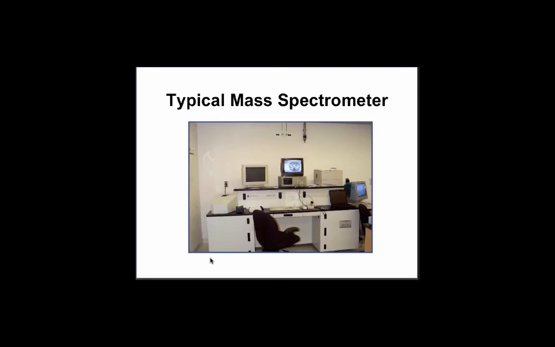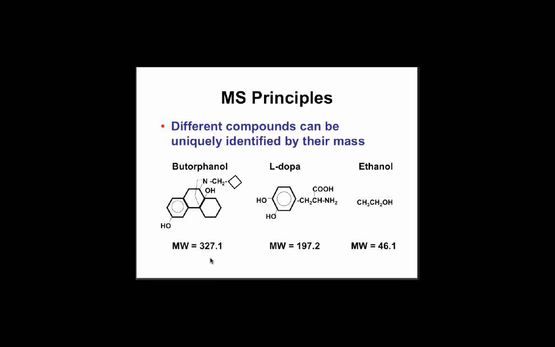So there's all kinds of mass spectrometers. This is an older one, but this is a time-of-flight mass spectrometer. So it's a long horizontal tube. It has all kinds of gadgets attached to it. And it's for measuring fairly accurate masses. And just like chromatography allows you to identify compounds by their retention time or retention index, mass spectrometry allows you to identify compounds by their weight.